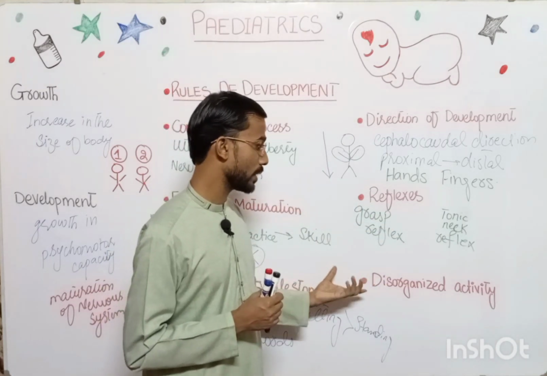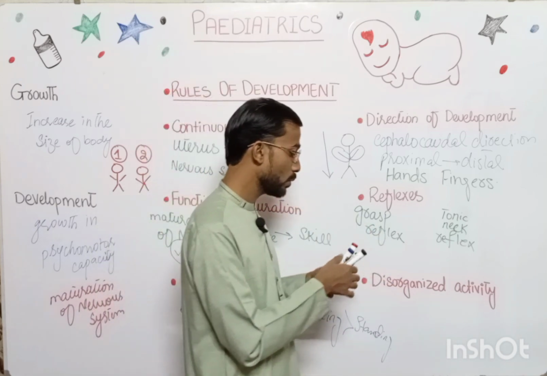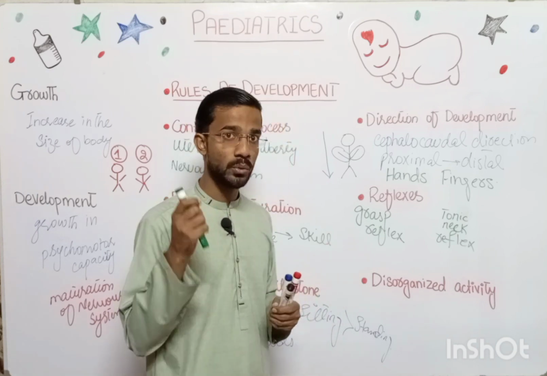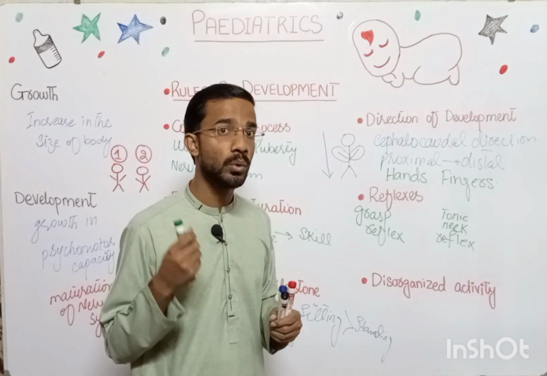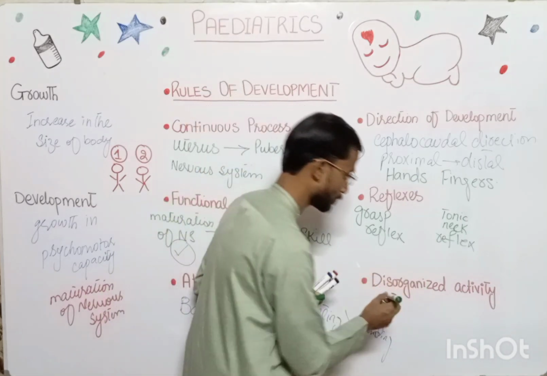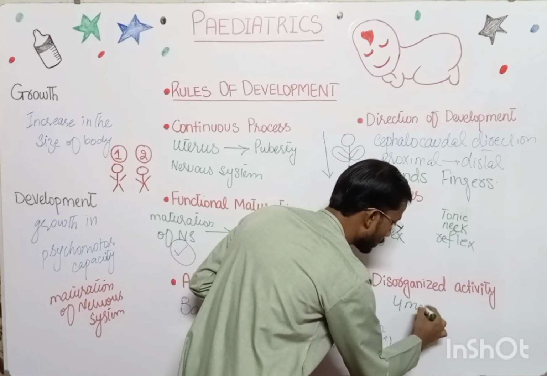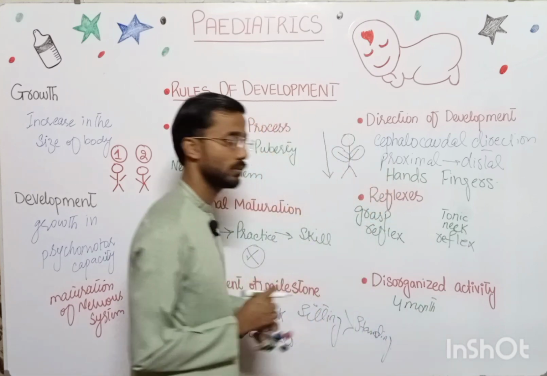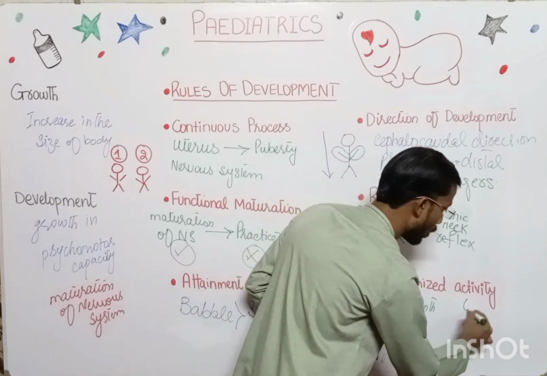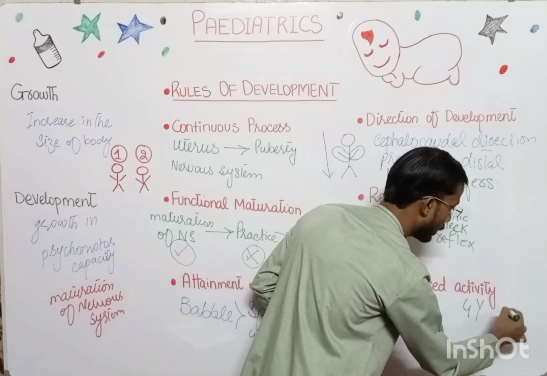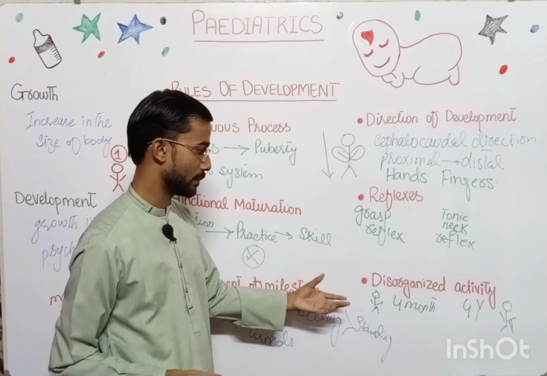Last one is basically the disorganized activity. I'll show you an example so you can easily understand what I am trying to teach you. Here is a 4-month-old child, and here is a 4-year-old child. Here are 2 children.